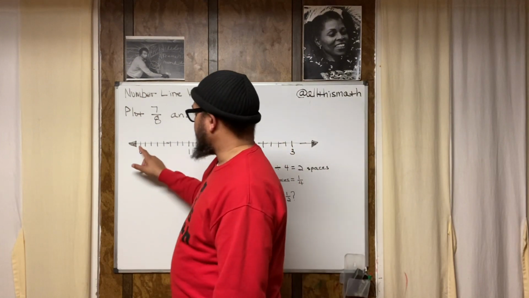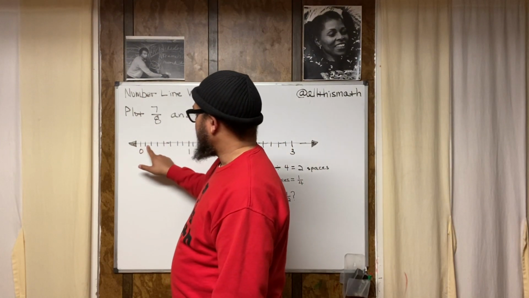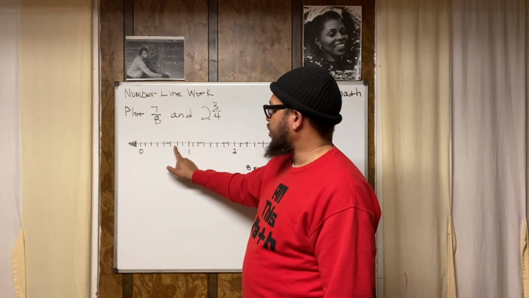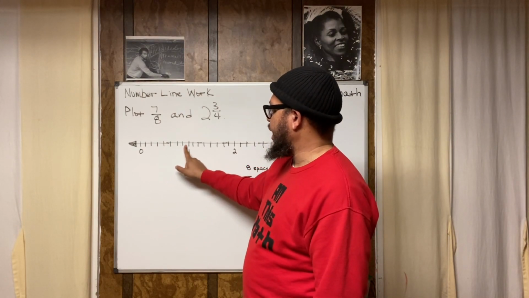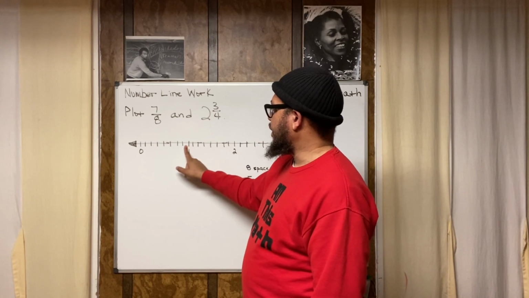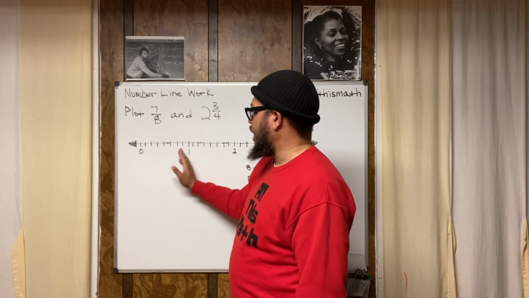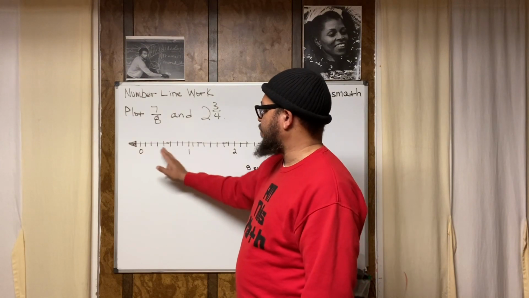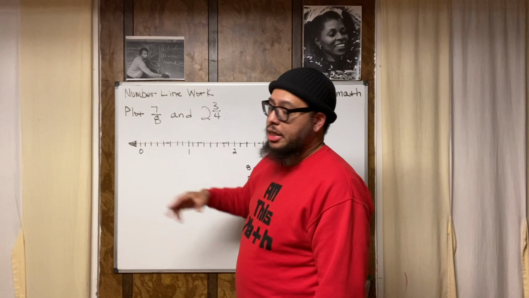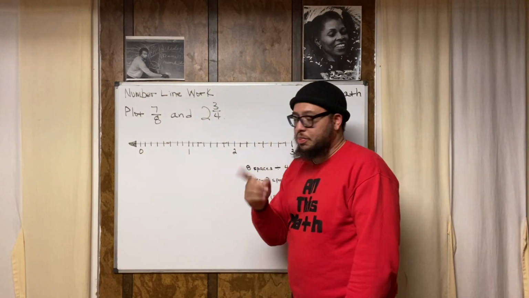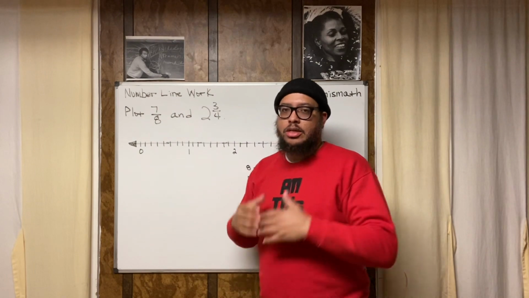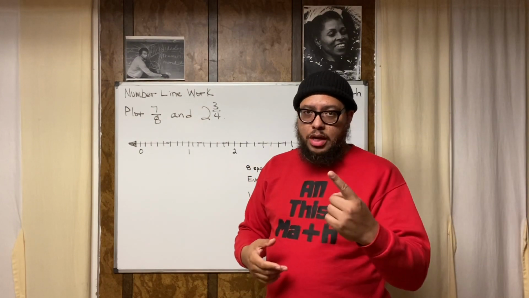So you start here at 0. This is 1 space, 2 spaces, 3 spaces, 4, 5, 6, 7, 8. And look where I'm at. At this line, this is 1. This is the whole 1. So this is 8/8. So each of these is 8 spaces. There's 8 spaces inside of here, so each of these is 1/8. Each of those little spaces is 1/8.